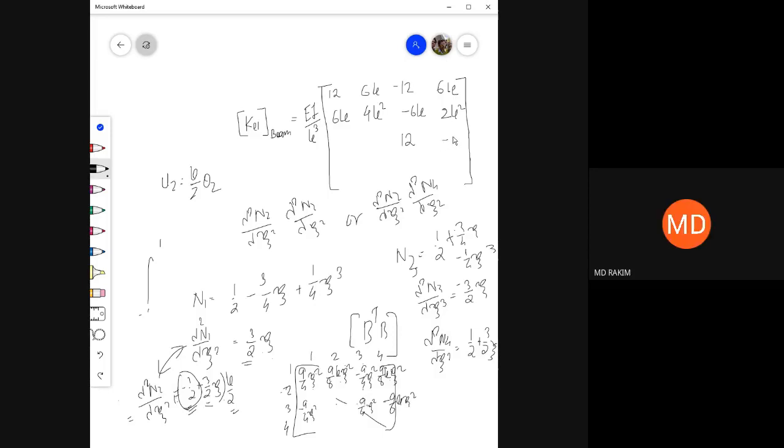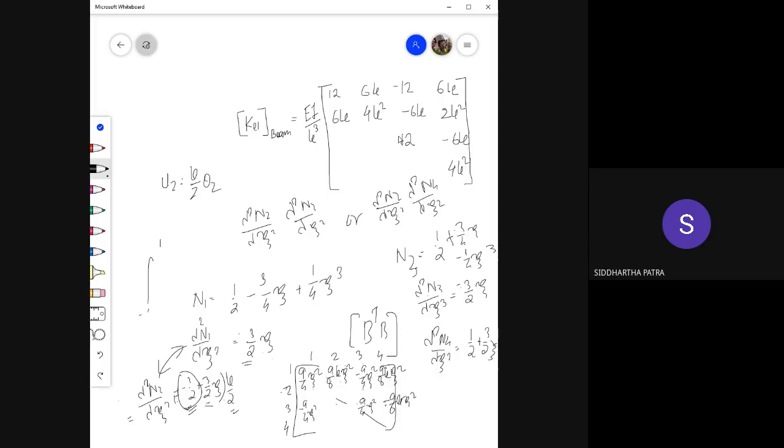6 LE, minus 6 LE I think, because of this negative sign. You see, there is a negative sign here and a positive sign here, so it would be different, and in the end there will be another 4 LE squared.